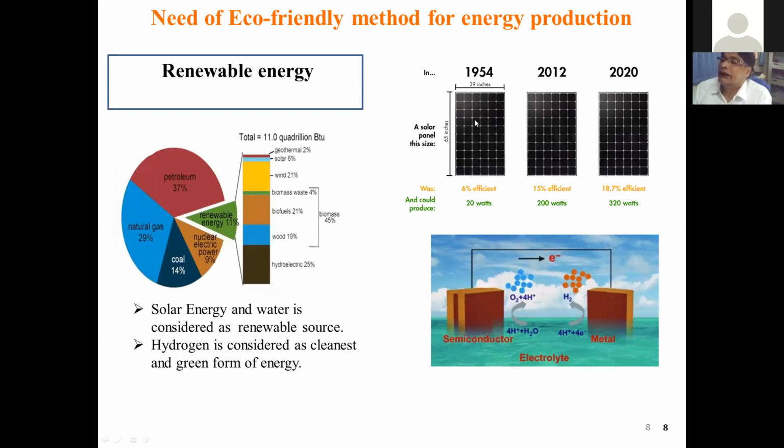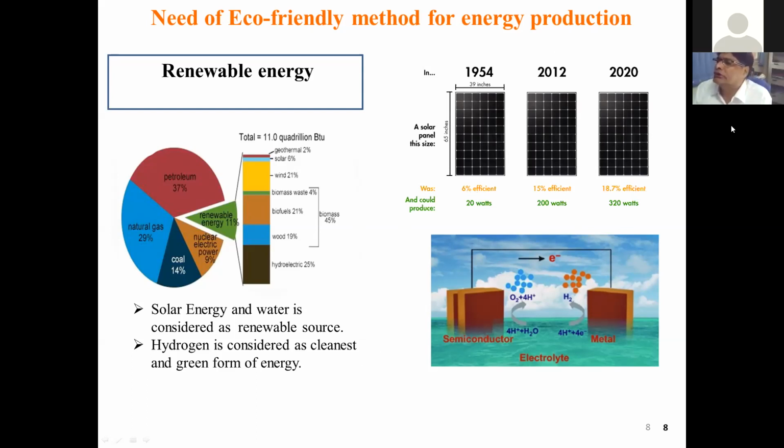And you can see from this that in 1954 the efficiency was 6% and could produce only 20 watts, while in 2020 the efficiency is around 20% and it produces 320 watts or so, right? And another is the hydrogen source. Hydrogen is considered the cleanest and greenest form of energy.